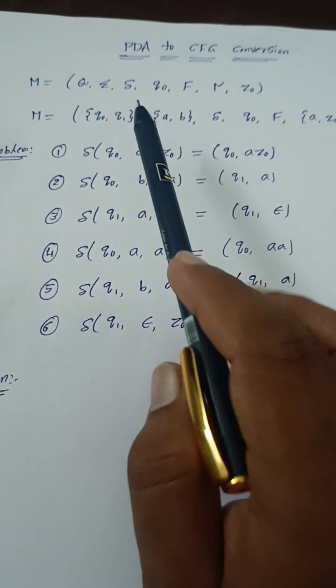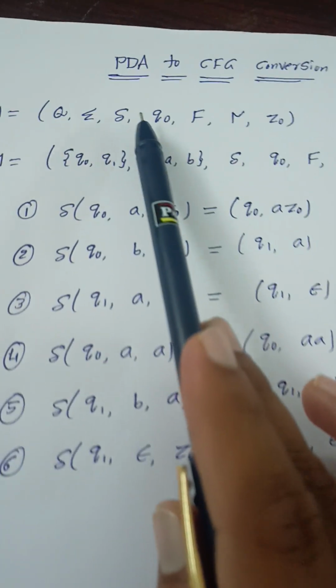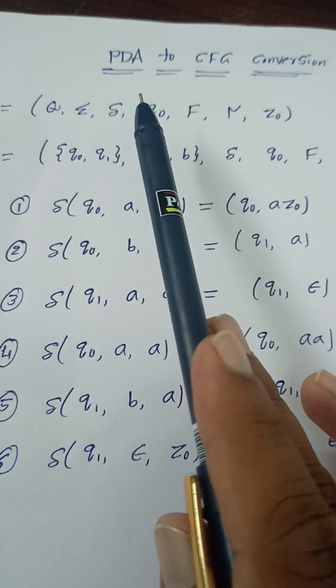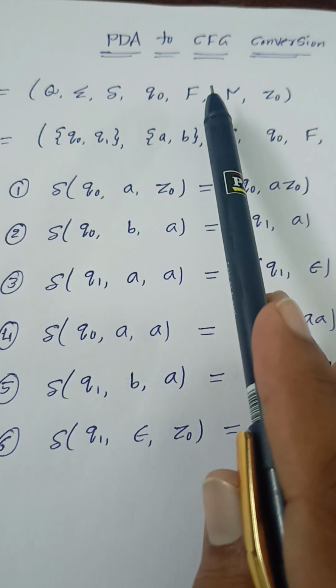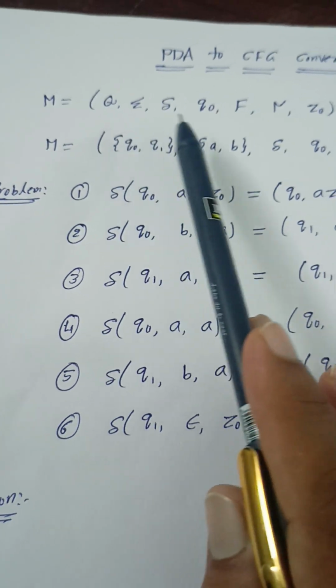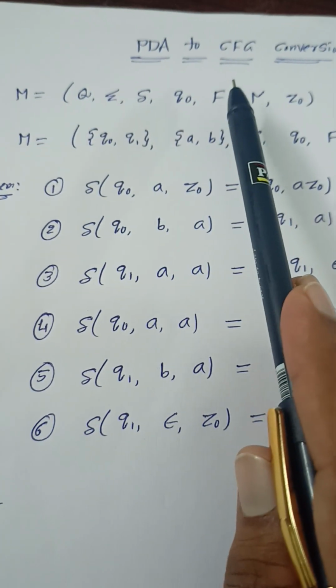Today I will explain how to convert the given pushdown automata into context-free grammar. Already we know the meaning of pushdown automata and the meaning of context-free grammar. Now our aim is to convert the given pushdown automata into CFG.